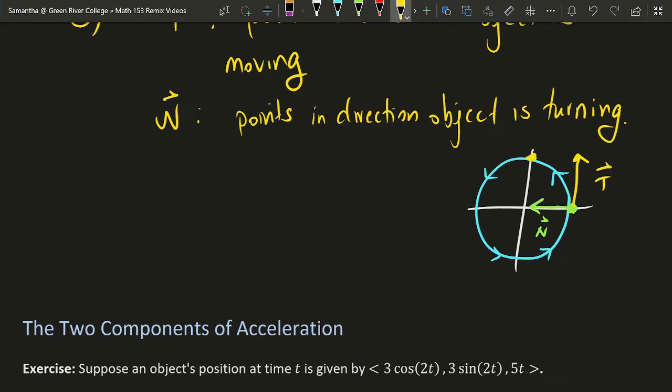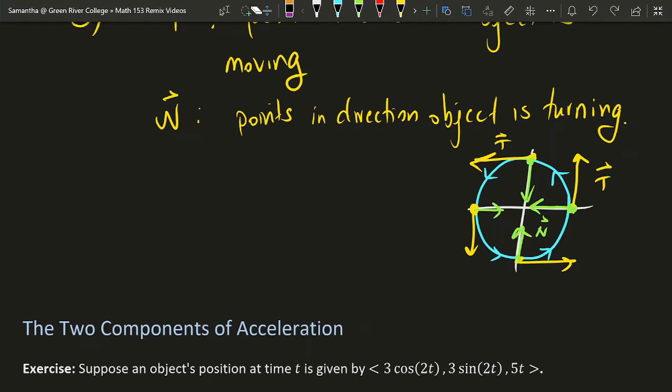Similarly, at any later time, the tangent vector will point to the left and the normal vector will point inward. Here, the tangent vector points down and the normal vector points inward. Here, the tangent vector points to the right and the normal vector points inward.